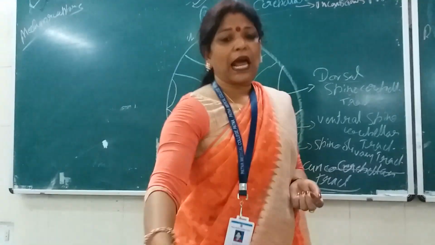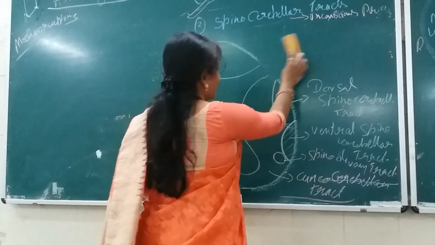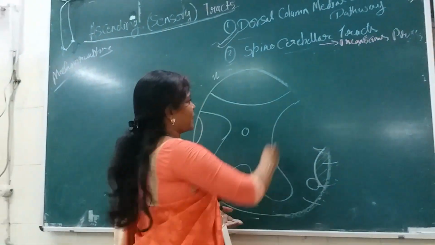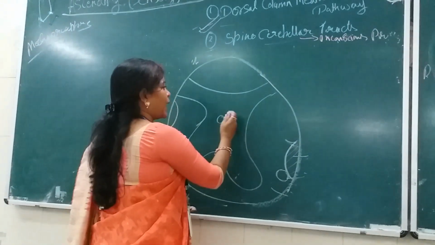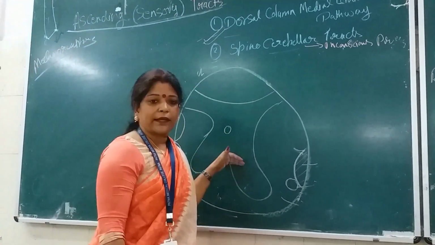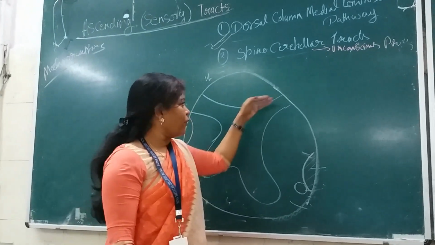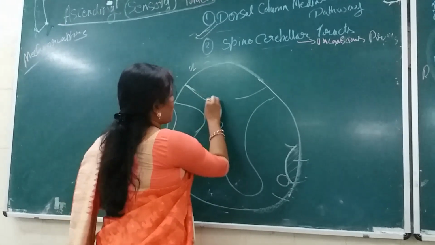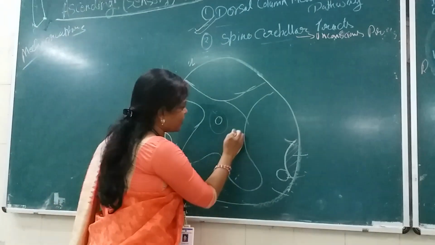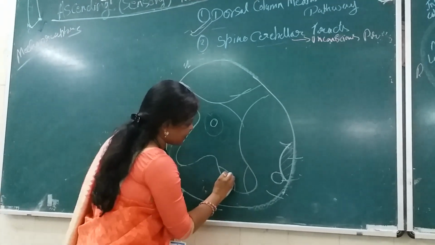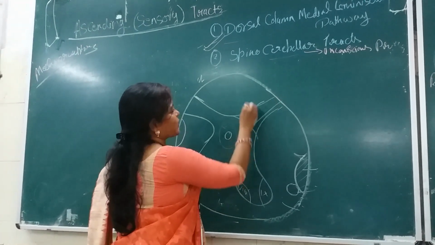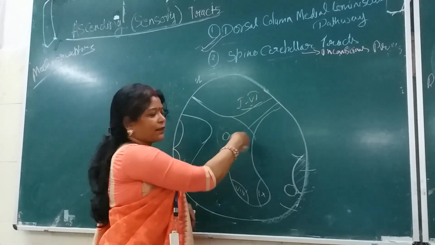Have you heard the name of Clark's column? Yes, Clark. Please don't forget, you have to remember the previous classes. We have already discussed the Rexed laminae. The whole of the grey matter was divided into 10 laminae. Laminae 1 to 6 were sensory. Then 10 was around the central canal. 7 was in between, then 8 and 9. Here it is 8, here it is 9, here it is 7. And 1 to 6 are present in the sensory framework.